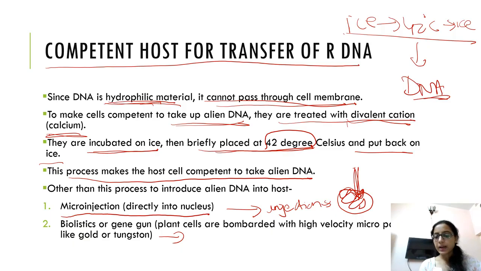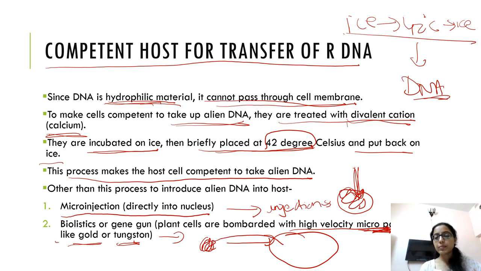With this, plant cells are bombarded with high velocity micro pellets of elements like gold or tungsten. They have the capacity of bombarding this foreign DNA, the gene of interest, into the plant cell. It is also directly bombarded into the nucleus of the plant cell. Here, which elements are used? Gold or tungsten. Remember, this is very important. Gold or tungsten are used in biolistics or gene gun. And another process is microinjection.